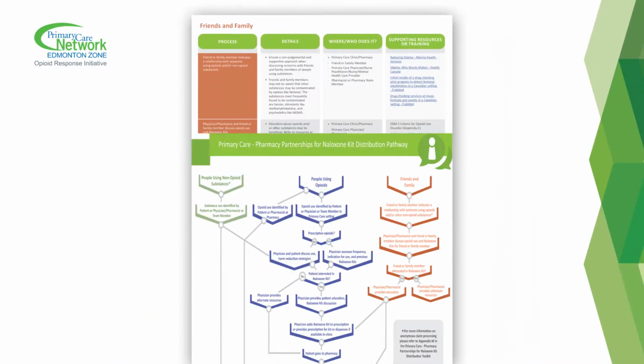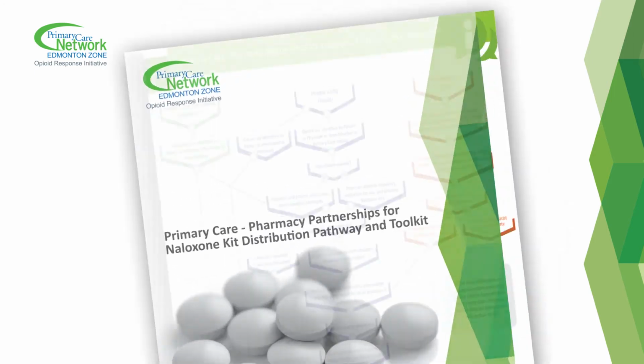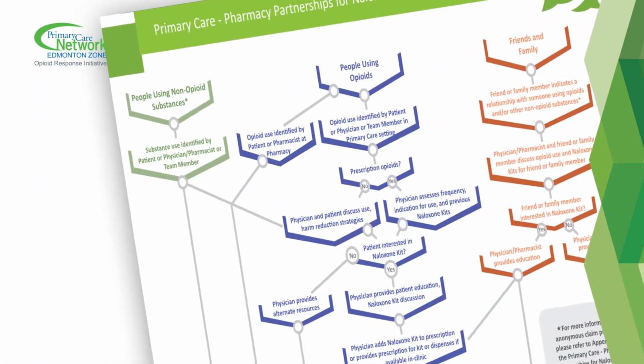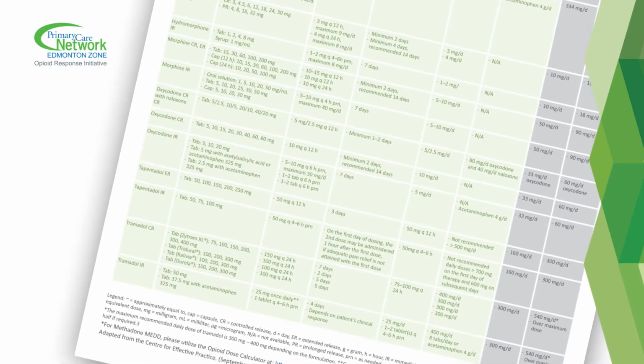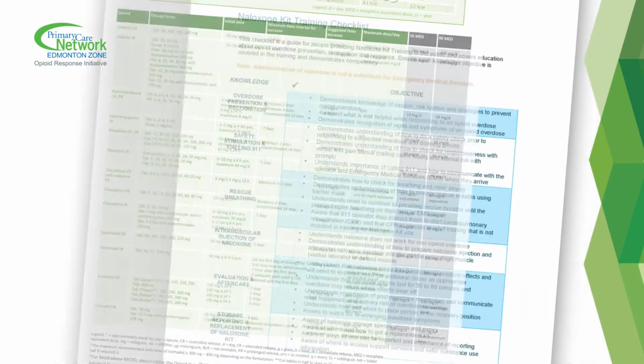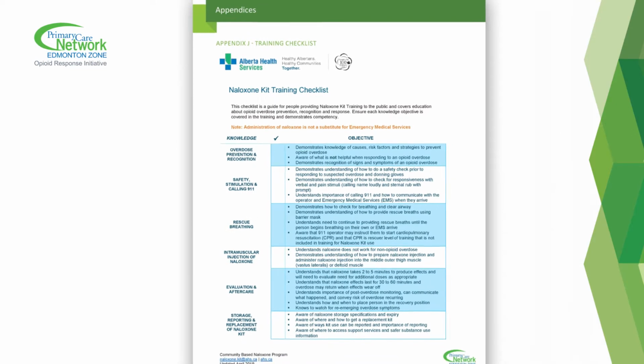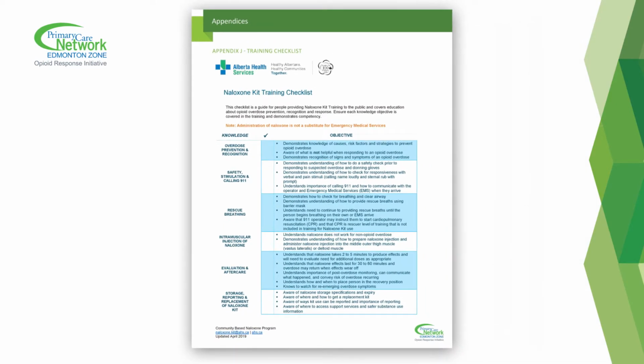The Pathway and Toolkit provide guidance for primary care clinicians and community pharmacy teams in supporting the distribution of Naloxone kits to patients and their friends or family. It follows a step-by-step process and includes helpful resources and considerations.